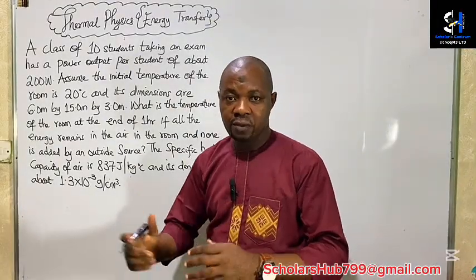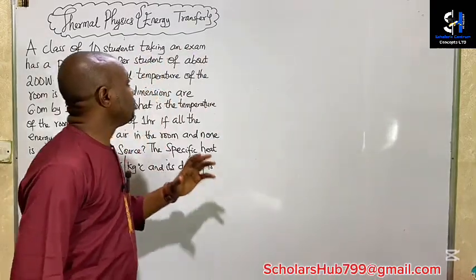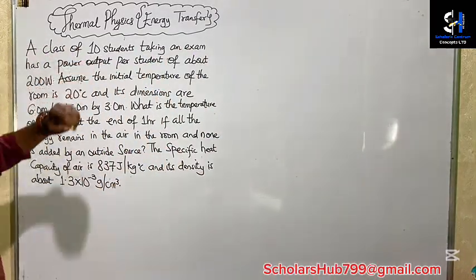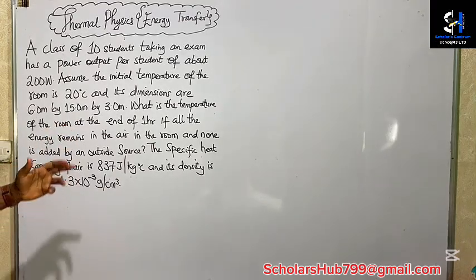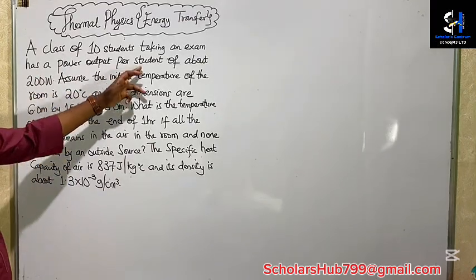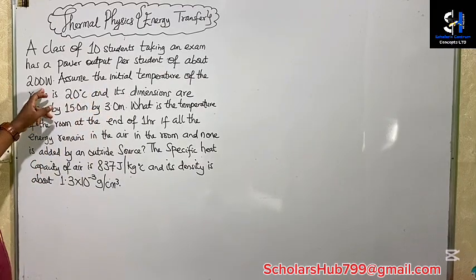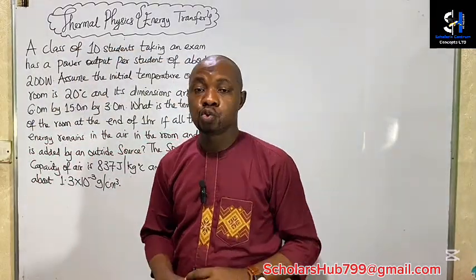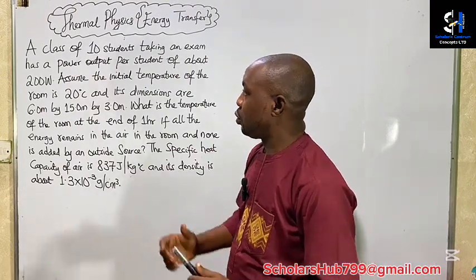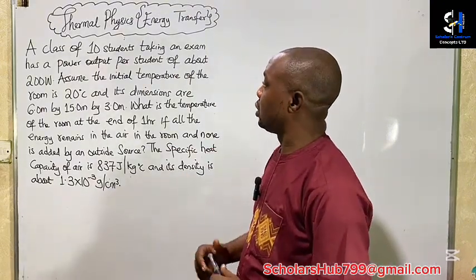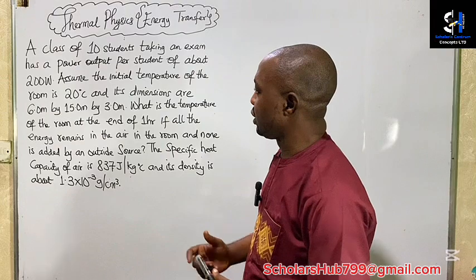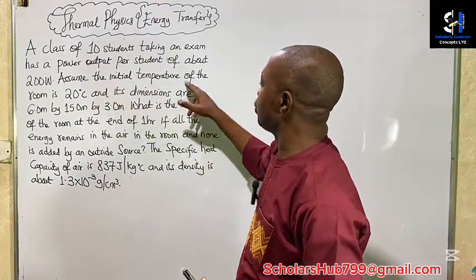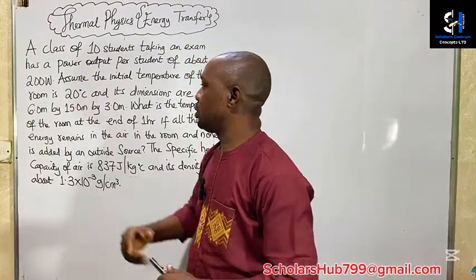Okay, that's the transfer of energy. Now the question reads: a class of 10 students taking an exam has a power output per student of about 200 watts. So it means the power output per student is 200 watts. But in the class, there are 10 students taking the exam. So assume the initial temperature of the room is 20 degrees Celsius.